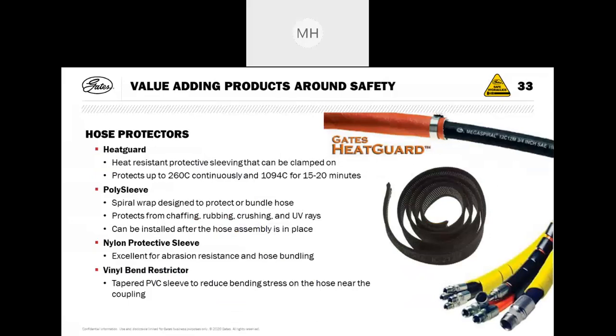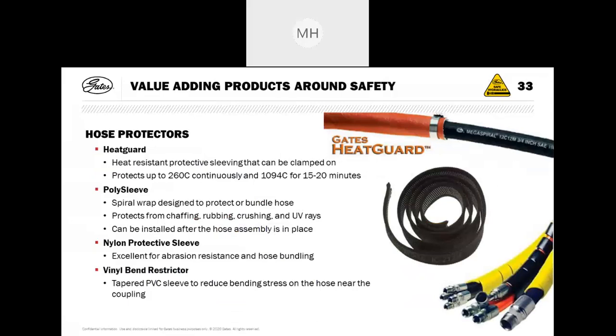Other hose protection, heat guard. So is heat resistant protective sleeving that can be clamped on to the hose. Protects up to 260 degrees Celsius continuously and up to 1094 Celsius for 15 to 20 minutes. Poly sleeve is spiral wrap designed to protect hose bundles, protects from chafing, rubbing, crushing and UV rays, and can be installed after the hose assembly is in place.